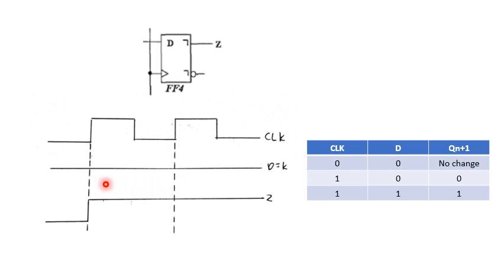So we will look at CLK1 here. If D is equal to 1 here, the answer will be 1. So here will be 1. It will continue until clock 2 here. On clock 2, the value of D is still equal to 1 here. So if the value of D is equal to 1, the answer will be 1. So the answer here will be 1 and continue.